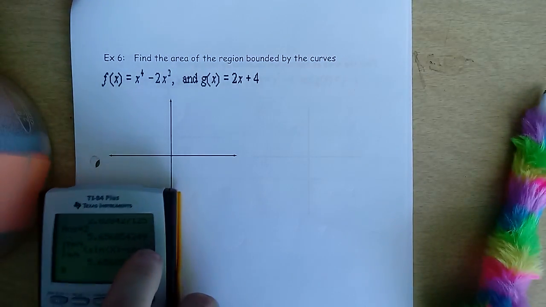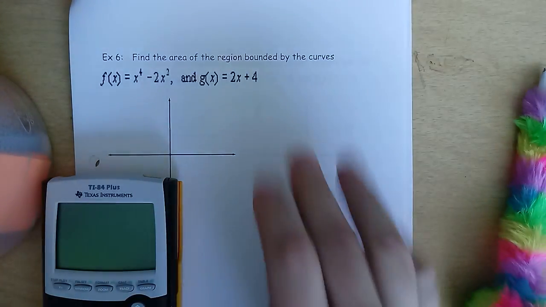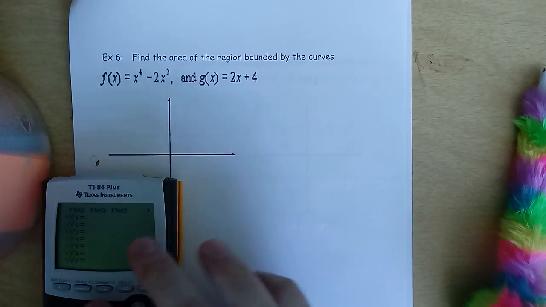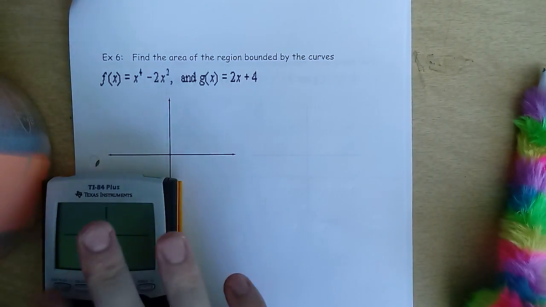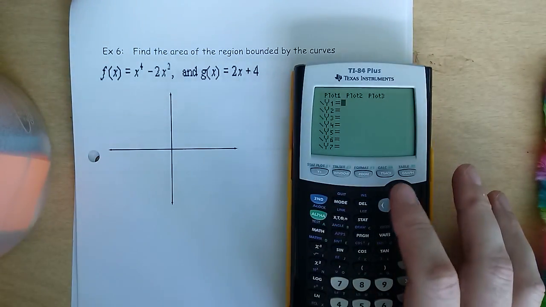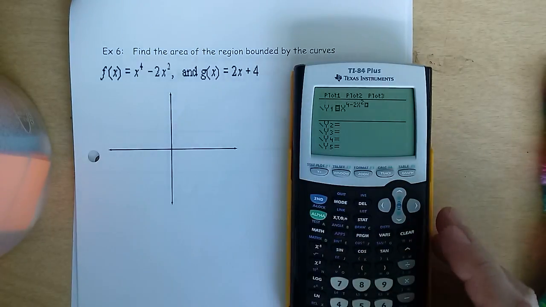All right, find the area of the region bounded by these curves. These ones, I'm not 100% sure what they look like, so I'm going to zoom back to standard and try to graph them. So we have x to the 4th minus 2x squared.